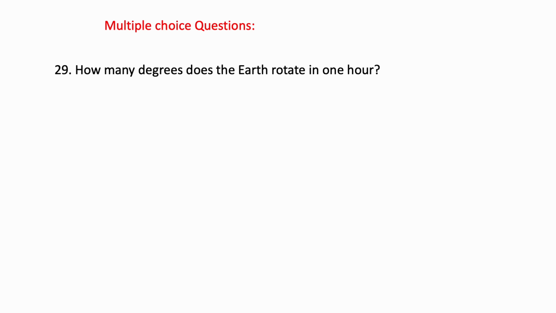How many degrees does the earth rotate in 1 hour? Option A, 15 degree. Option B, 45 degree. Option C, 10 degree. Option D, 36 degree. Correct answer is option A, 15 degree.